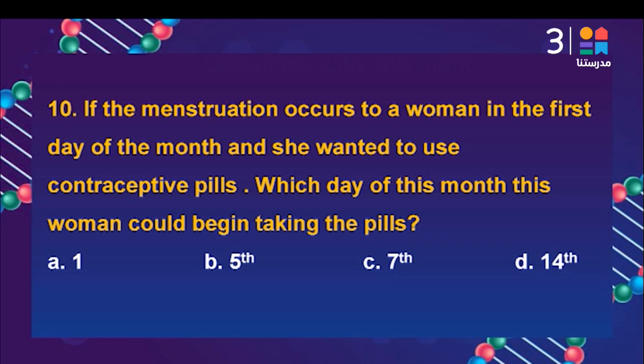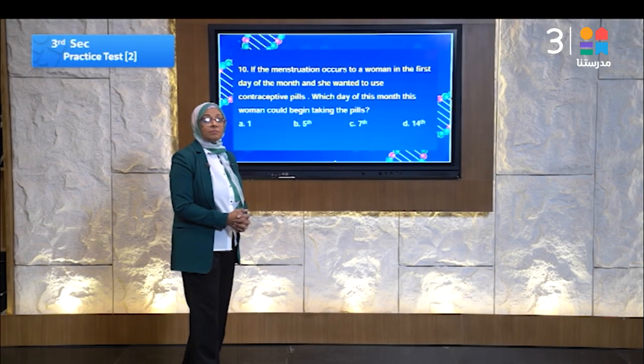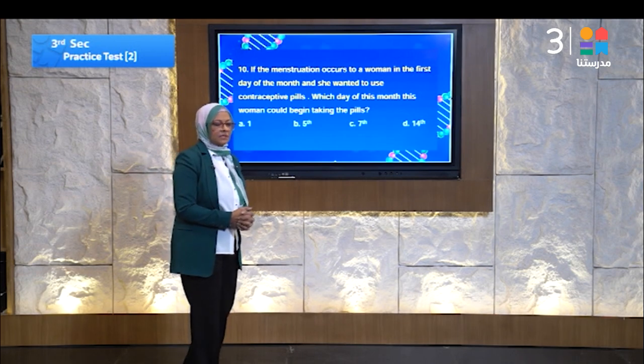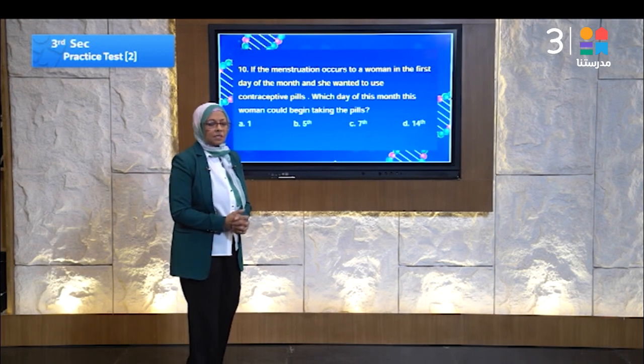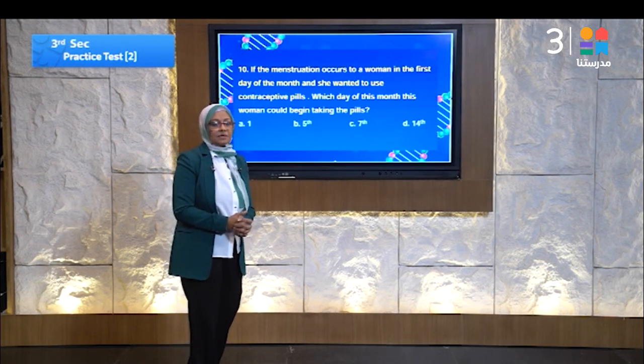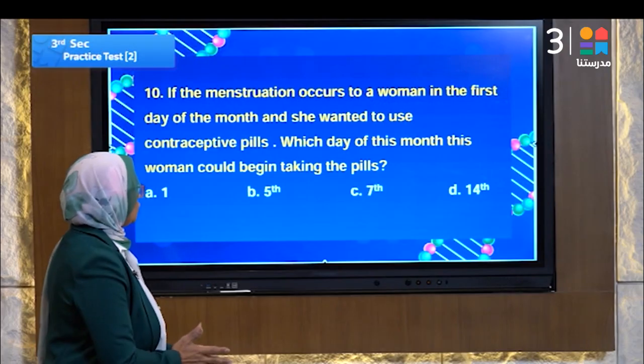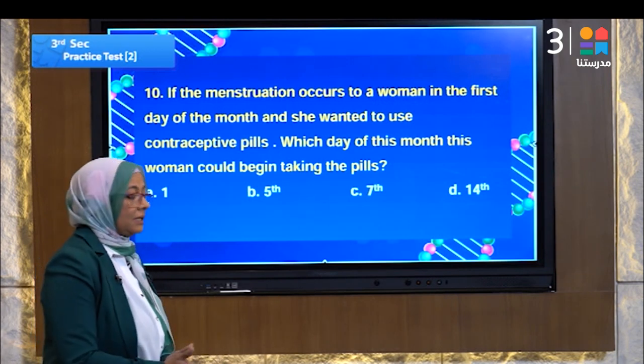Question number 10. If menstruation occurred to a woman on the 1st day of the month and she wanted to use contraceptive pills, which day of this month could this woman begin taking the pills? What do the contraceptive pills do? They consist of synthetic hormones, progesterone and estrogen. They stop the menstrual cycle. But it has a specific day. Which day must we choose to start these pills?